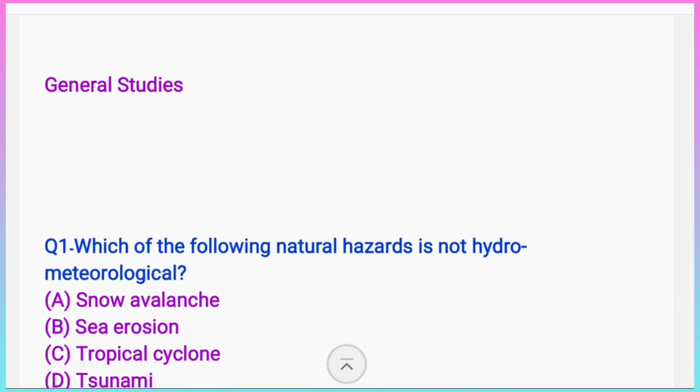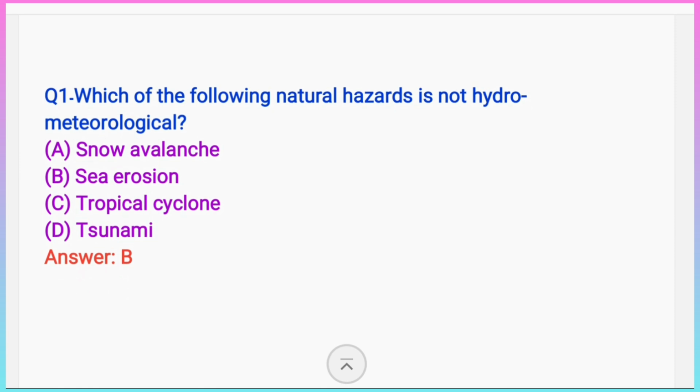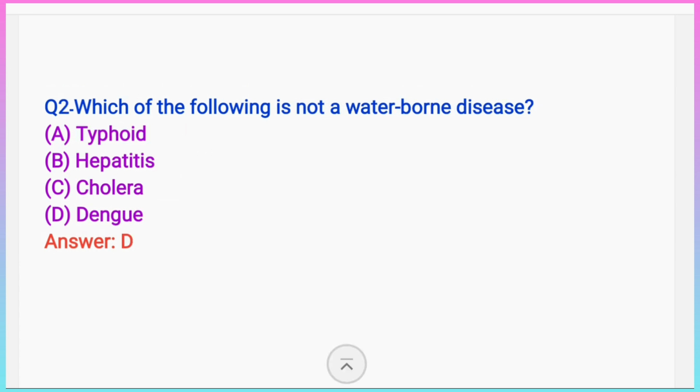So the first MCQ is, which of the following natural hazards is not hydro-meteorological? B. Sea erosion. Sea erosion is not a hydro-meteorological hazard. Tsunami, avalanche is. Tropical cyclone is also. Tsunami is also.